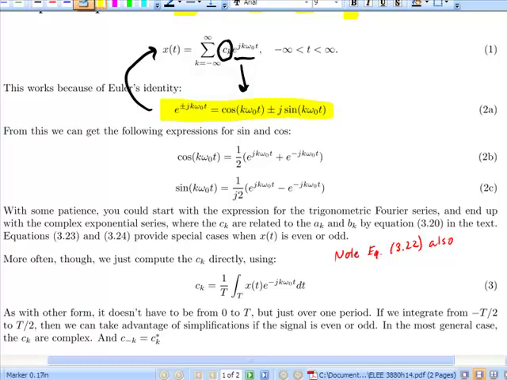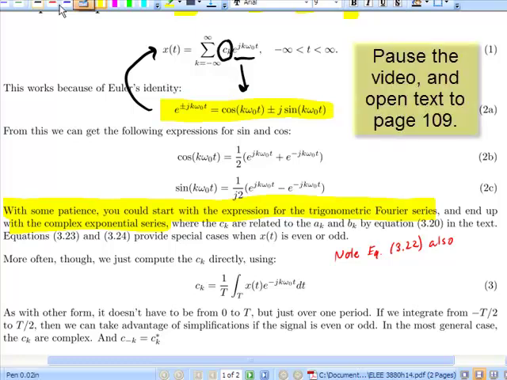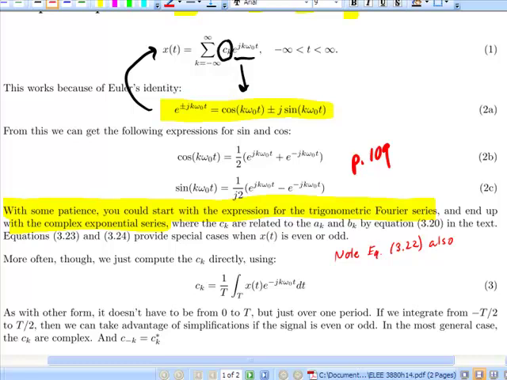I'm going to skip the derivation because, with some patience, you could start with the trig series and end up with this. We're not going to do this. Now, for a moment, I would like you to pause and turn your textbook to page 109. If we want to get a relationship between the CK and the A and the B, we can use these equations in the text: 3.20, 3.23, 3.24, and also notice 3.22. I'm not going to write those down here. You can refer to those in the book.